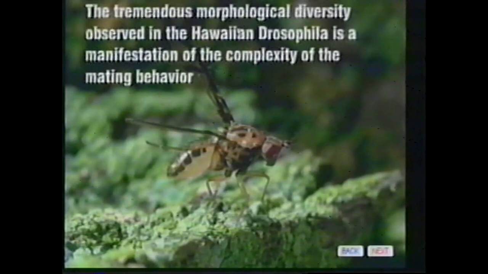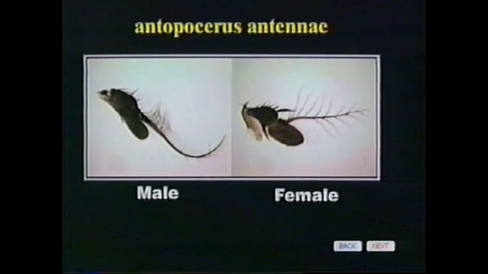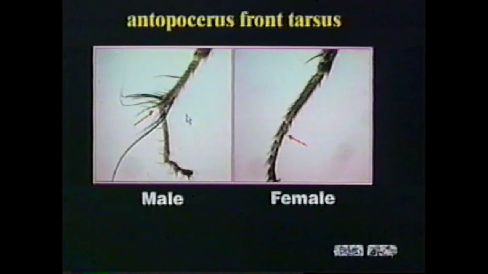And the tremendous morphological difference, all the structures in the wings and the head and so on, are really the manifestation of the complex mating behavior. And I'll show you some of this in a minute. So we have things like the antennal structure between the male and the female. The female has these long hairs on the antenna, and the male has this very long whip-like antenna and very fine hairs. Or there may be on the front legs, the males have these very long hairs, whereas the female has almost no large bristles on the leg.